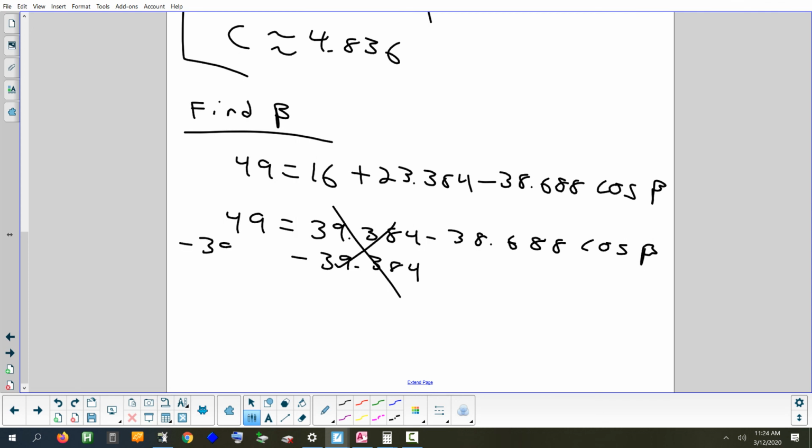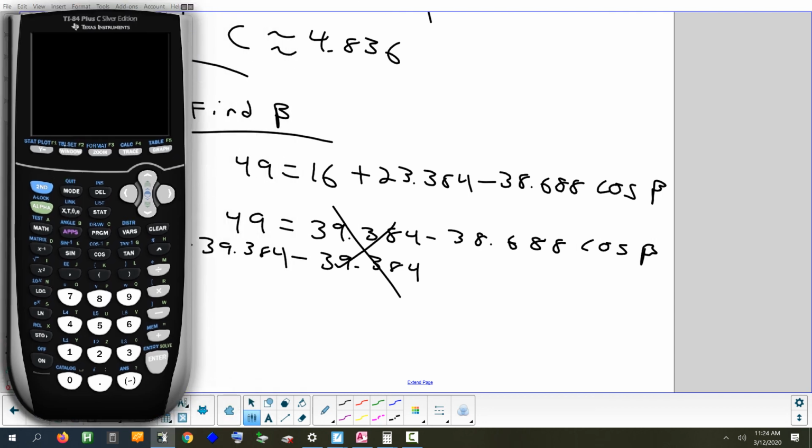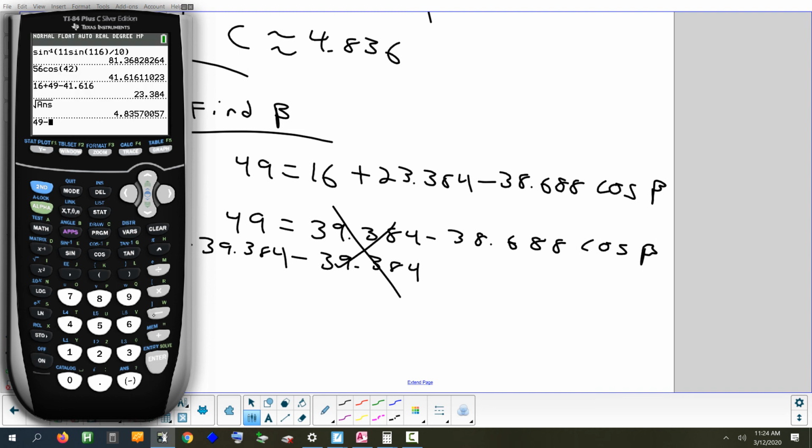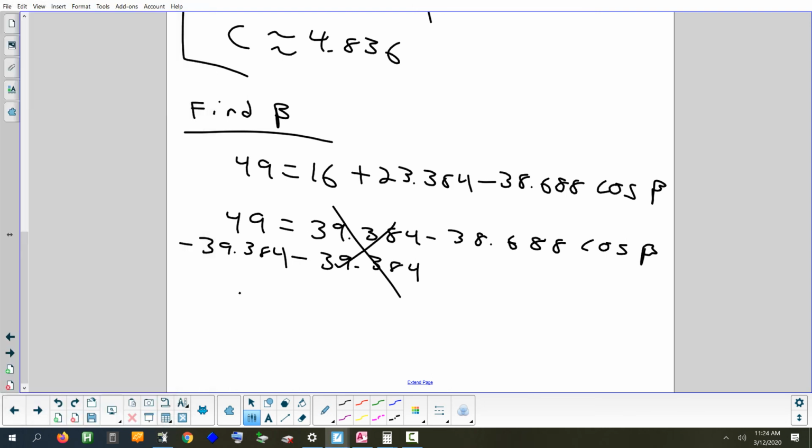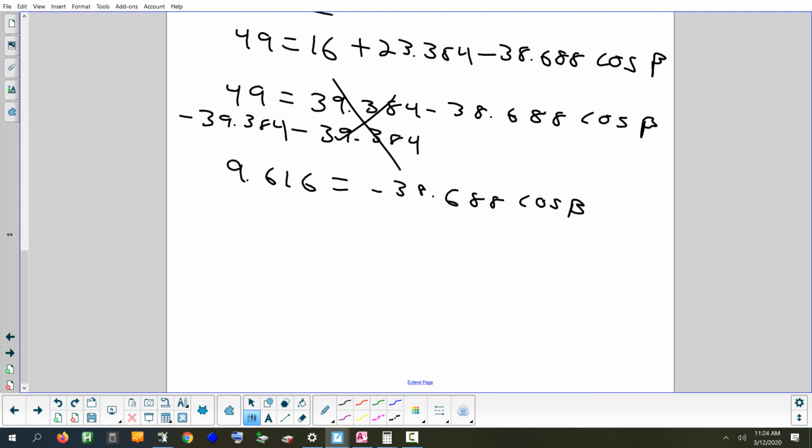So 49 minus 39.384, so 9.616 equals negative 38.688 cosine beta. Okay. What would be my second to last step to get beta by itself?